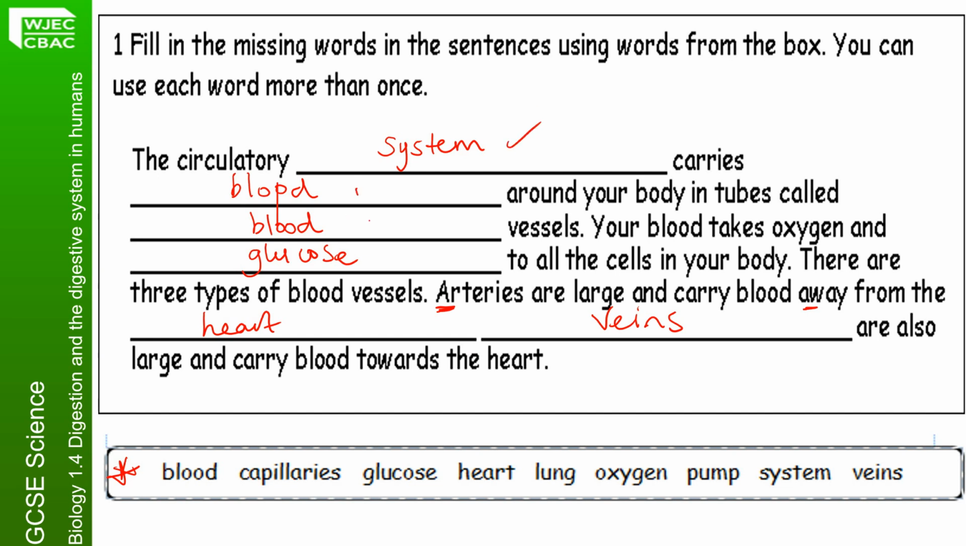So give yourself a tick for each one you've got right. If you've got any wrong, then please correct them. And can you give yourself a score out of 6 for that first section?